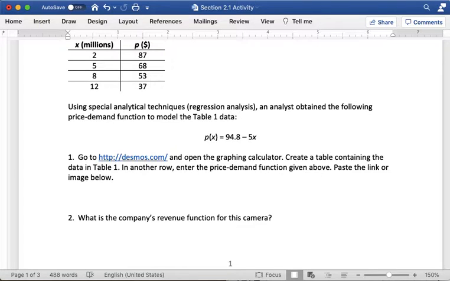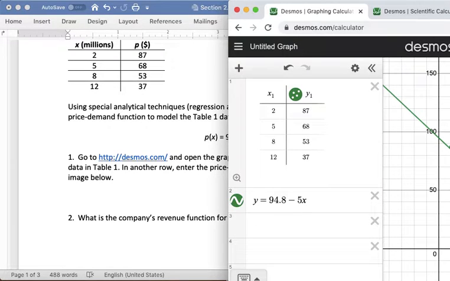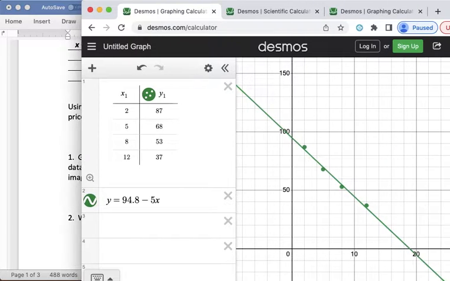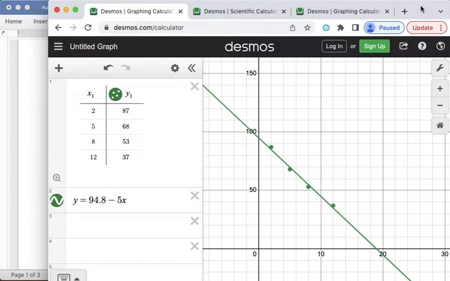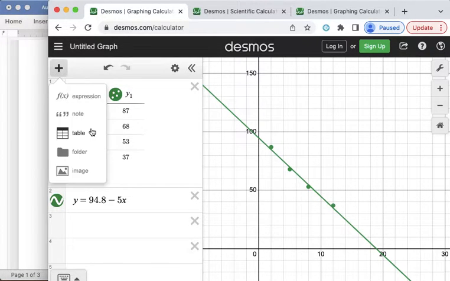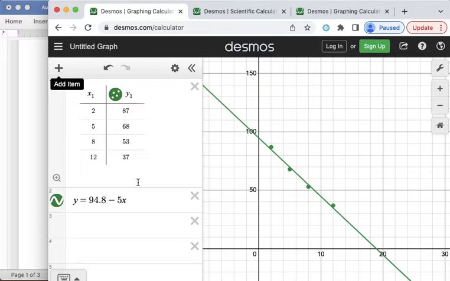So I've already done that here, so I'm going to show you what it looks like. So hopefully you're kind of getting good at using Desmos for these types of problems. Remember, to enter a table, you click on the plus sign, and then you can add a table to a row. For the equation, I just typed this in.